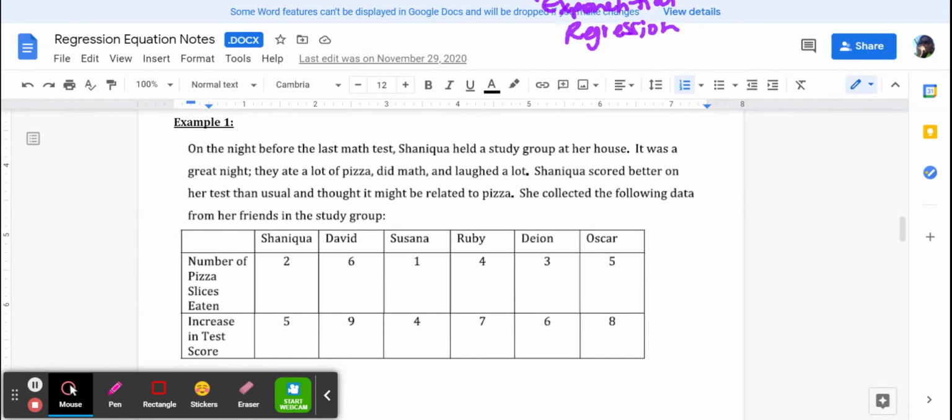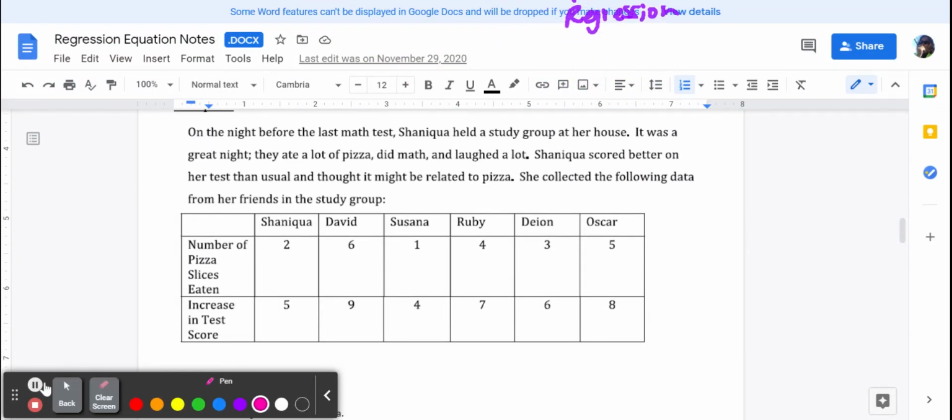So as we look at the first example, the night before the last math test, Shaniqua and her study group had a study group at her house. It was a great night. They ate a lot of pizza, did math, and they laughed a lot. Shaniqua scored better on her test than usual and thought it might be related to the pizza. So she collected the following data from her friends in the study group.